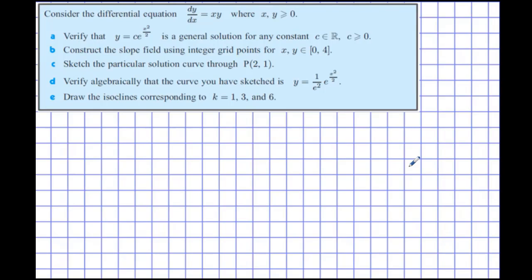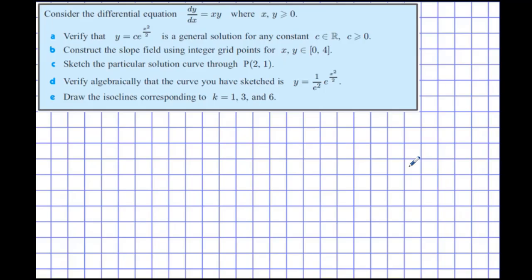Consider the differential equation dy by dx equals xy, where x and y are both non-negative, so both greater than or equal to 0. Part A: verify that y equals c e to the x squared over 2 is a general solution for any real constant c, where c is also non-negative. Part B: construct the slope field using integer grid points for x and y between 0 and 4, including 0 and including 4.